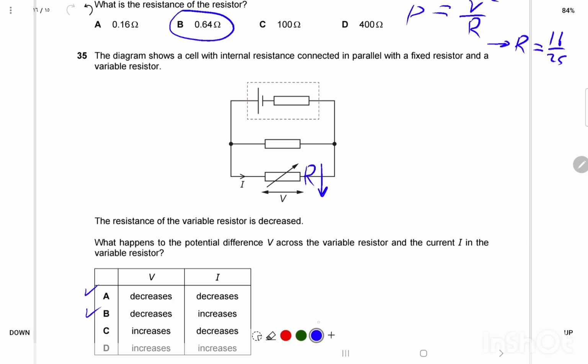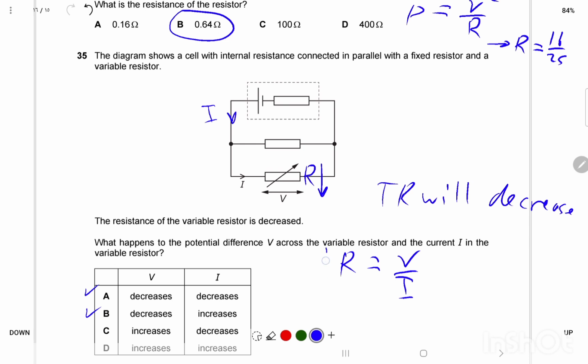Now when the resistance here decreases, this means total R will also decrease. Total resistance in the circuit will also decrease. And if the total resistance decreases, a higher current will flow in the circuit, because R is equal to V over I. When total resistance decreases, total current will increase. So this means option B will be the correct answer.